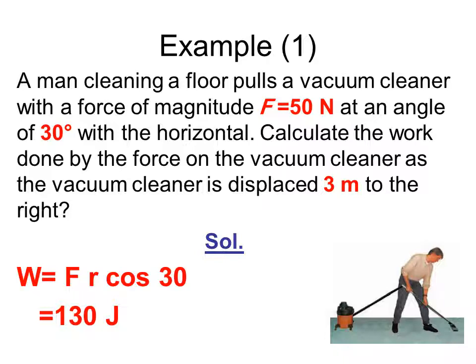We can define the work by the equation: the work equals the force multiplied by the distance multiplied by cosine 30. Where is this 30? It is the angle between the force and the displacement. By these simple calculations, we get the work equal to 130 joule.